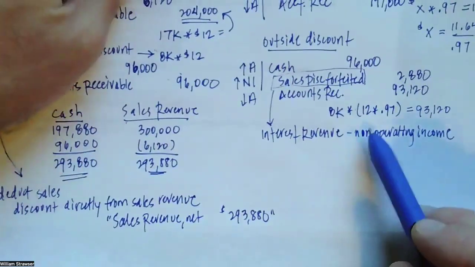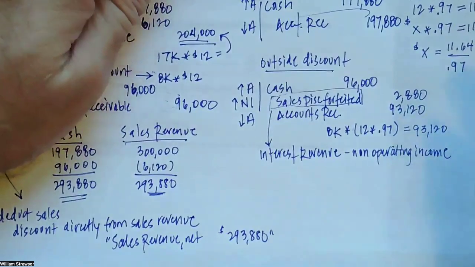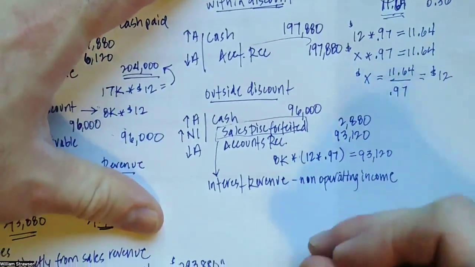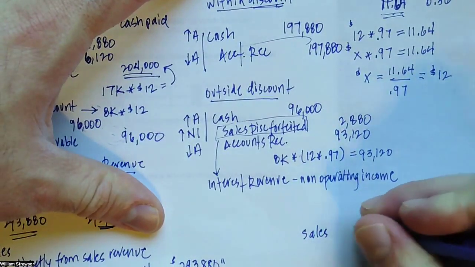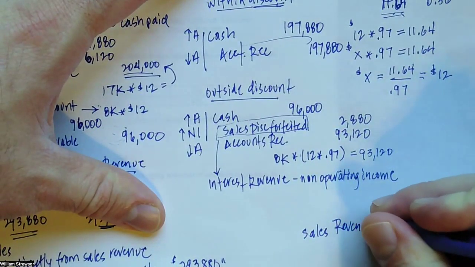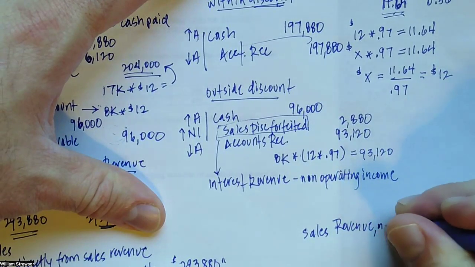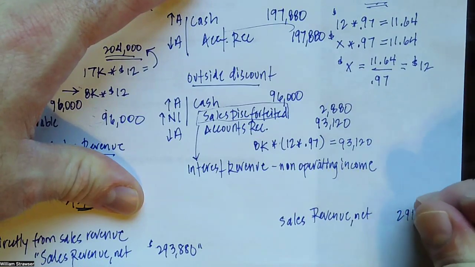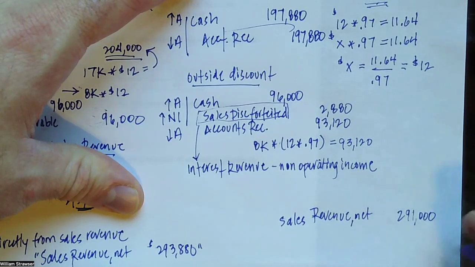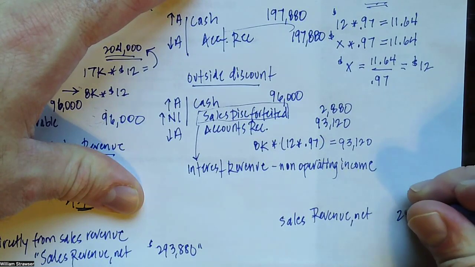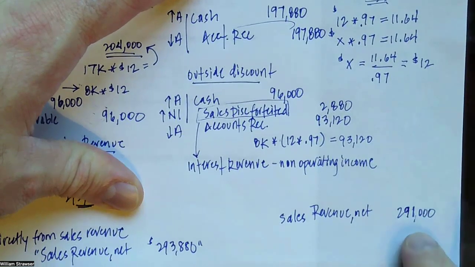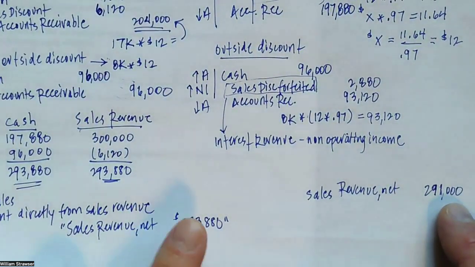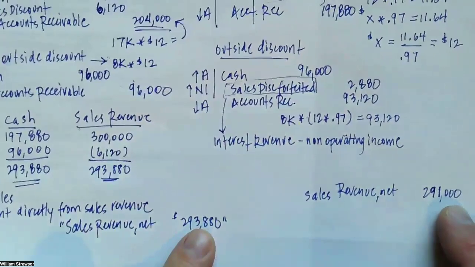Alternatively, in this scenario, we would see sales revenue net 291. We still include the word net because this sales revenue is net of discounts. It just happens to be net of discounts for every single sale I made versus this number is just net of discounts for those who paid within the discount.